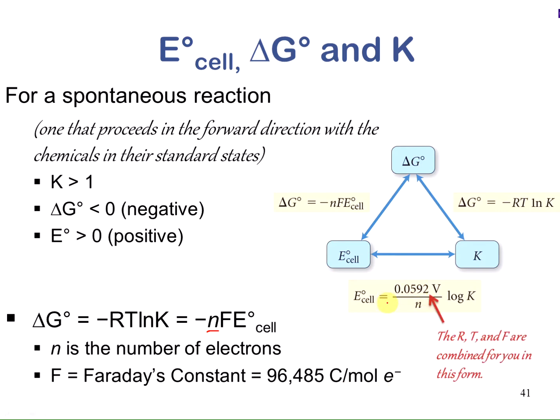Now in this form of the equation, the R, the T, and the Faraday's constant are all constants. They're all combined for you, and this is where they get the 0.0592, because they combine the gas constant, the temperature at 25 degrees C, and Faraday's constant all together to just give you one constant value.